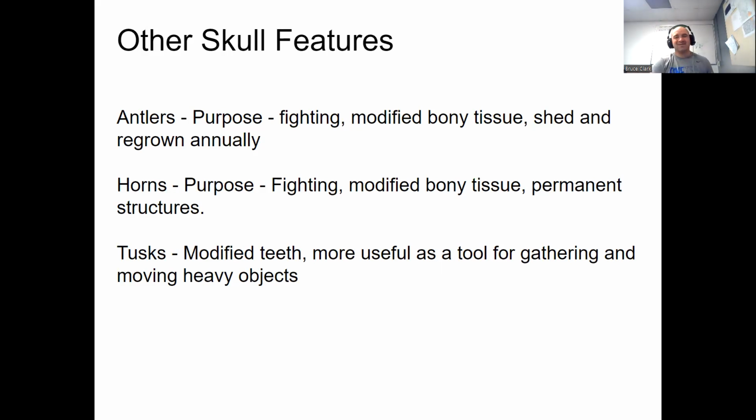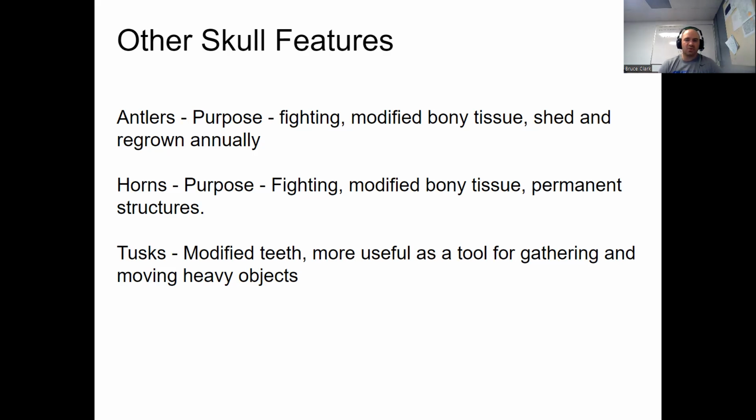Some mammals, I shouldn't say all mammals, some mammals have antlers. These are going to be used for fighting members of their own species. So typically males fighting over females. It's made out of modified bony tissue, and then antlers are shed and regrown annually. So deer in the wintertime, once they have mated and have gone their separate ways, will shed their antlers and then regrow them in the spring. So antler tissue is one of the fastest growing tissues in the animal kingdom, because every year they're regrowing.